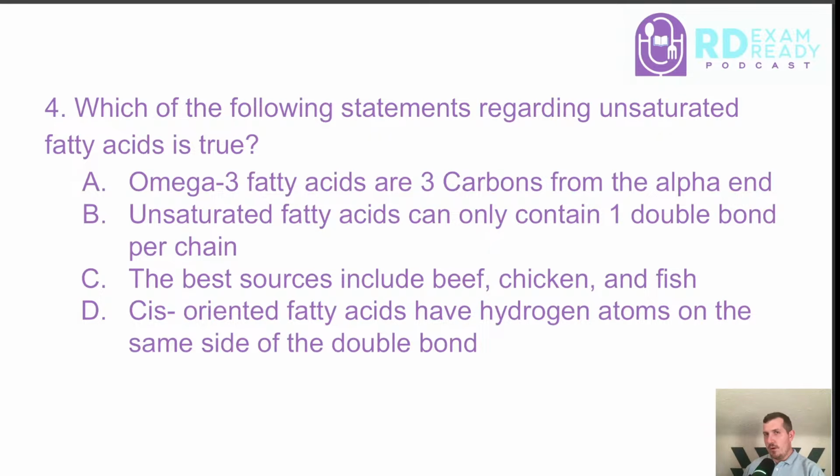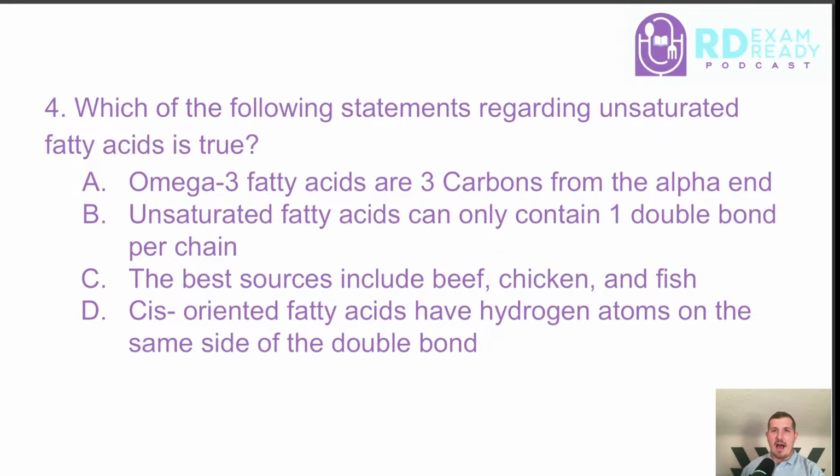Should be done reading the question, working on your answers at this point. I'm going to read it out loud here. Which of the following statements regarding unsaturated fatty acids is true? A. Omega 3 fatty acids are 3 carbons from the alpha end. B. Unsaturated fatty acids can only contain 1 double bond per chain. C. The best sources include beef, chicken, and fish. Or D. Cis-oriented fatty acids have hydrogen atoms on the same side of the double bond.